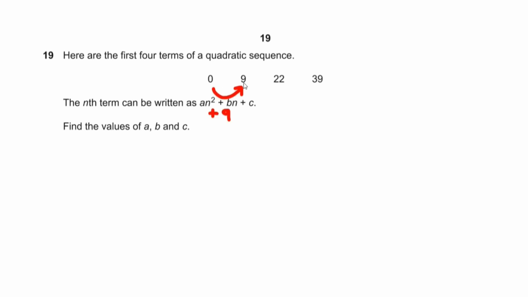Difference between 0 and 9 is plus 9. Difference between 9 and 22, that's plus 13. Difference between 22 and 39, that's 17. We now need to find the second difference, that is the difference of these differences. Difference between 9 and 13 is 4. Difference between 13 and 17, that's 4.